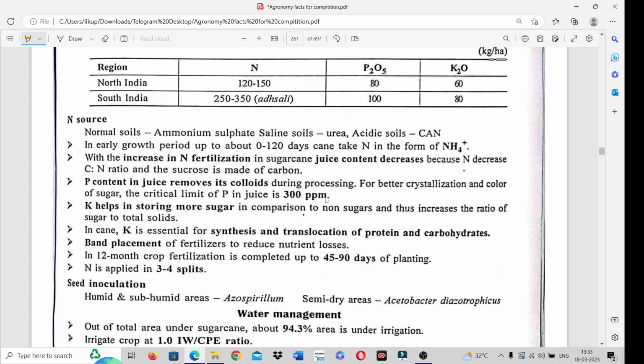Then placement of fertilizers is used to reduce nutrient losses. In a 12-month crop, fertilization is completed up to 45 to 90 days of planting. Nitrogen is applied in 3 to 4 weeks.